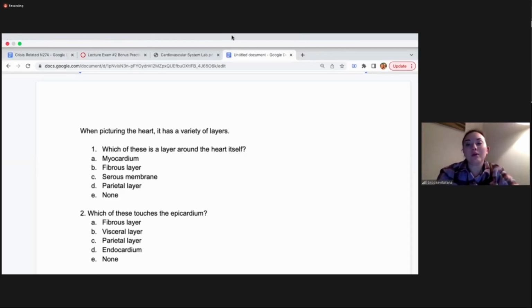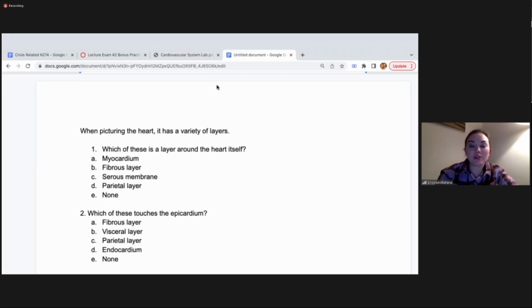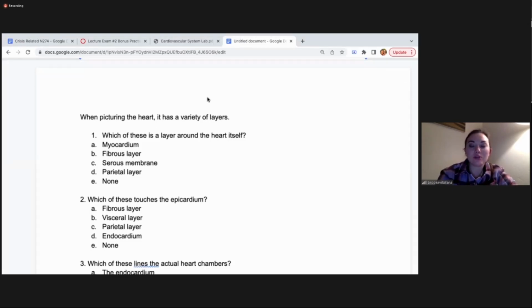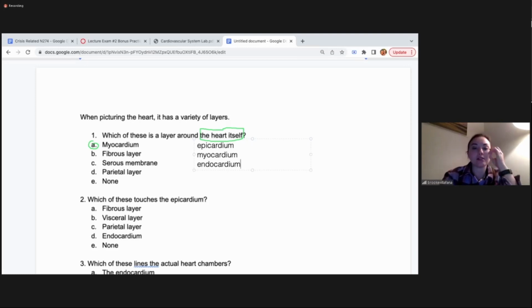Good. All right, so I have a pretty good response amount of answers here. So the myocardium is actually the one that is the layer around the heart itself. Remember that when we see that wording, the heart itself, we're talking about 3 options: the epicardium, the myocardium, or the endocardium. Those are the layers around the heart itself.